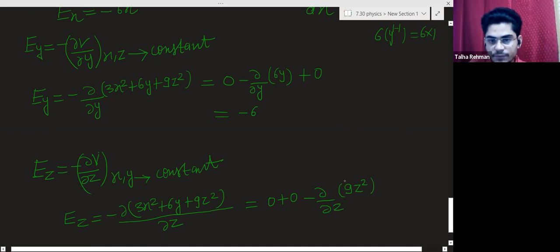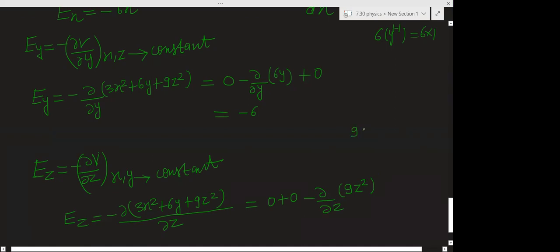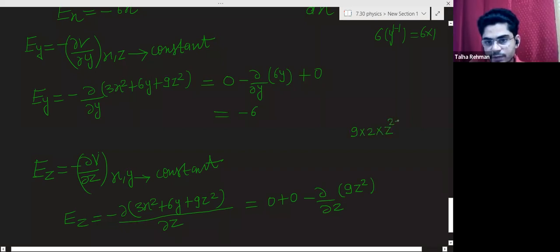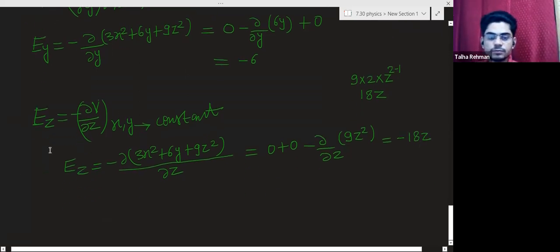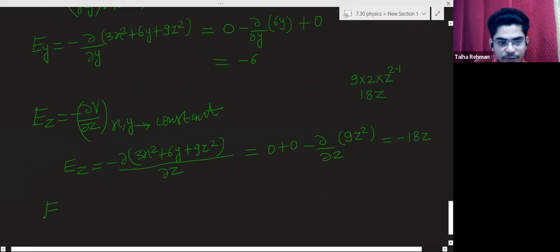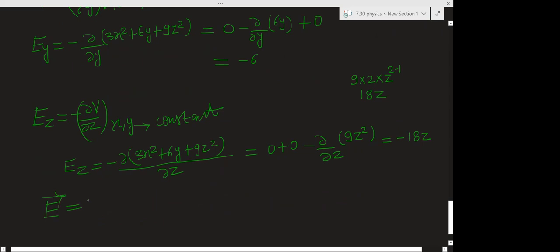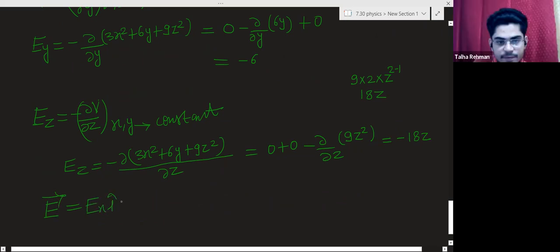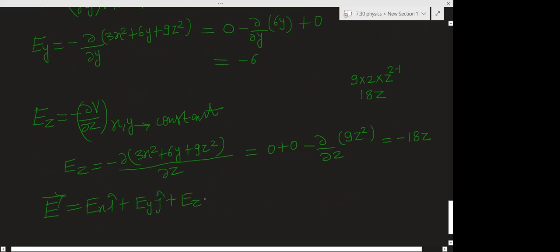Here we will do 9 multiplied by 2 and reduce the power of z by 1. So 9 times 2 is 18, and z to the power 1 means z, so 18z. This will be minus 18z. So now we have Ex, Ey and Ez, and we can write the complete value of the electric field: Ex i cap plus Ey j cap plus Ez k cap.